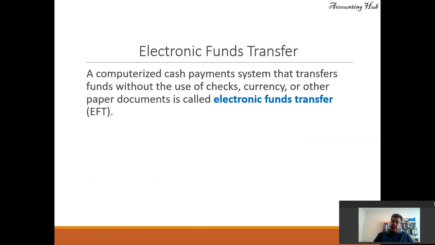Now we have another situation about the electronic bank. First of all, electronic funds transfer, a computerized cash payment system that transfers funds without the use of checks, currency, or other paper document, is called electronic funds transfer. We can receive it or we can pay it. For instance, a lot of companies now pay their workers with electronic funds transfer. They don't give them checks anymore. So we can receive it by electronic funds transfer and so on. So we have this one without checks.